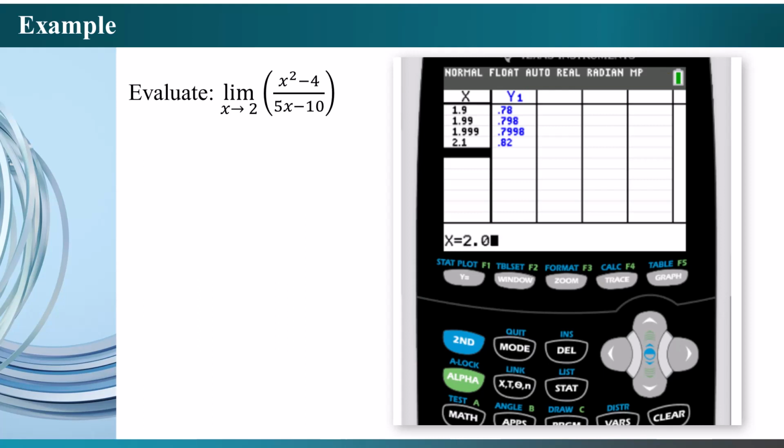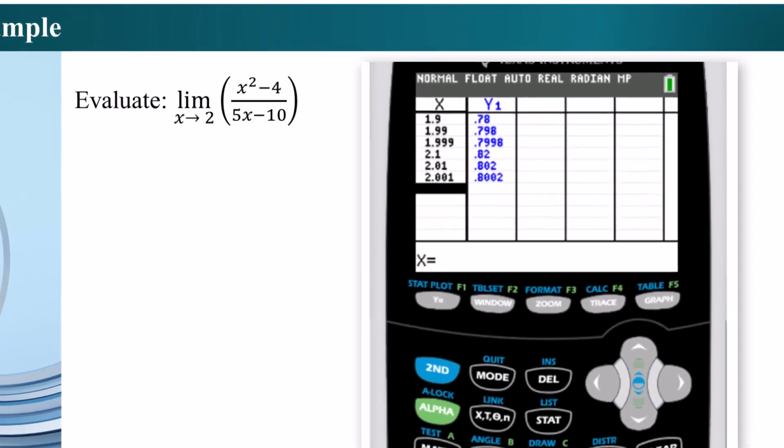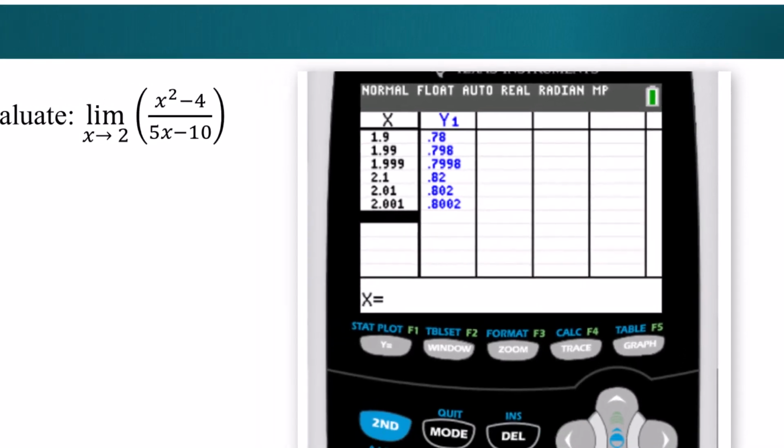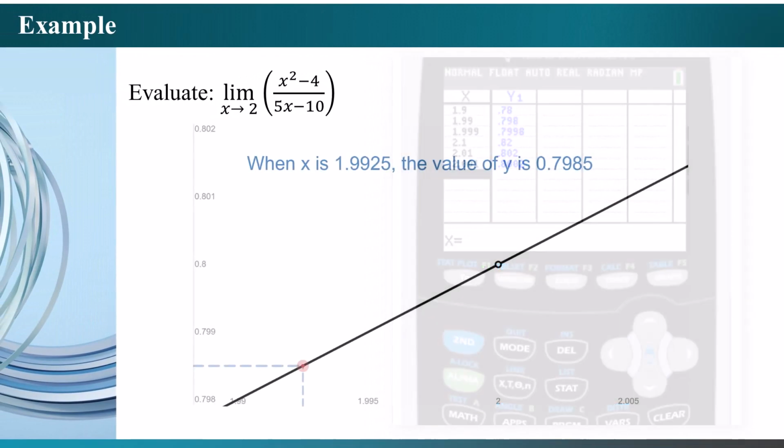2.01 gives me 0.802. 2.001 gives me 0.8002. And again, these values seem to be getting closer and closer to 0.8. Now let's take a look at this graphically.